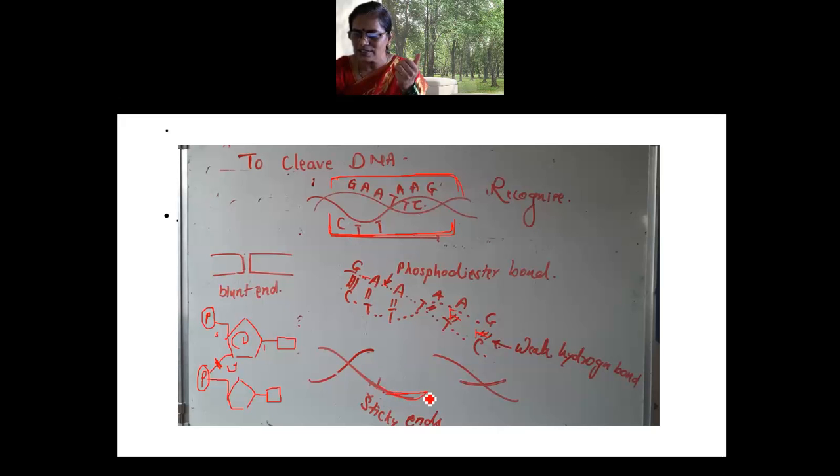These are the sticky strands. Look here, this is the sticky strands. That is, one is longer and another is shorter. One is the longer one and another is the shorter. It is called the sticky strands. Why is it called the sticky strands?